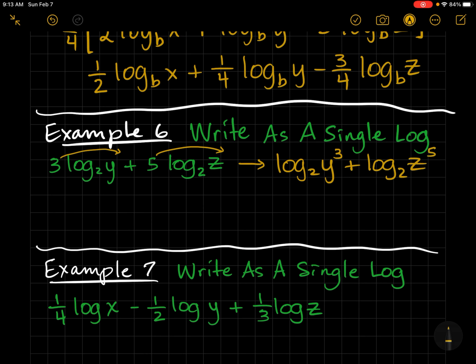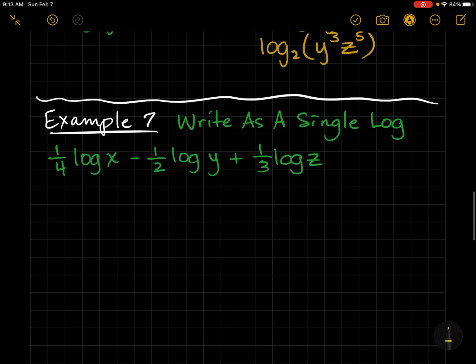Now this only works because we have the same base. If the bases were not the same, we would not be able to combine them. Maybe unless you did a base change formula, but then that gets tricky and real fun. So now what I'm going to do is I notice this is addition. So I'm going to use the first property, and I'm going to multiply these together because it's addition.